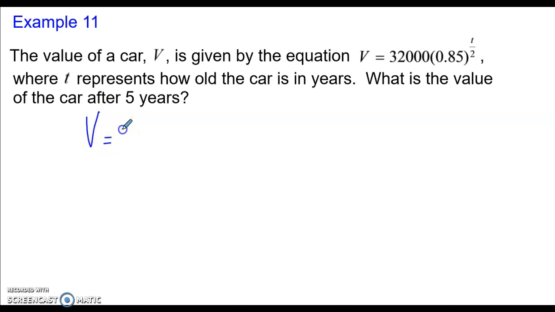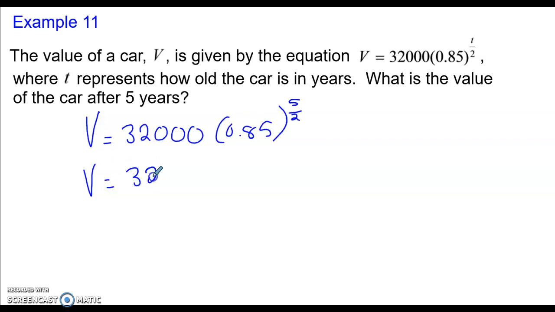V equals 32,000 times 0.85 to the power of 5 over 2, because the car is 5 years old, so we're substituting 5 in for t. This is going to be equal to 32,000 times the square root of 0.85 to the power of 5.